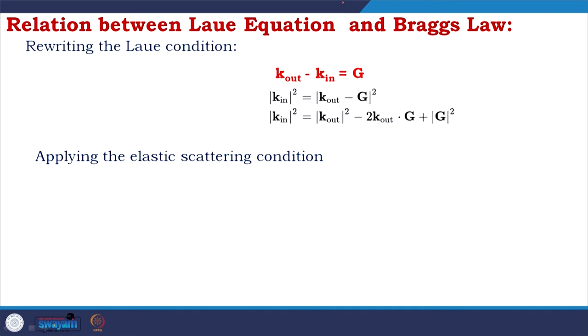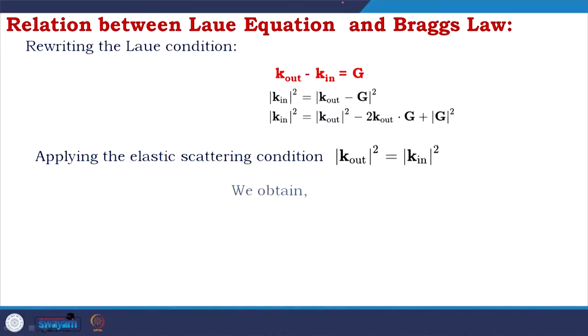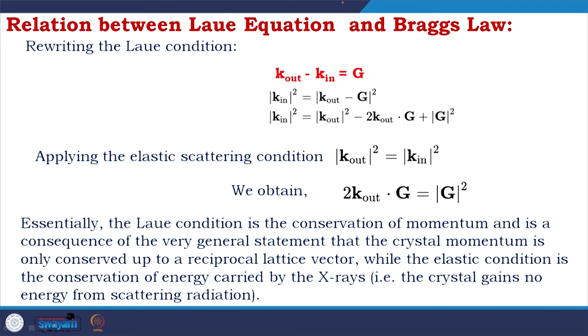Now, we apply the elastic scattering condition for this, which means the wave vector of the incident beam is equal in magnitude to the wave vector of the outgoing beam. So, 2 k out dot G equals the absolute value of G squared. Essentially, the Laue condition is the conservation of momentum and is a consequence of a very general statement that the crystal momentum is only conserved up to a reciprocal lattice vector, while the elastic condition is conservation of energy carried by the excess. As you see here, this equals this. So, you could say conservation of energy.